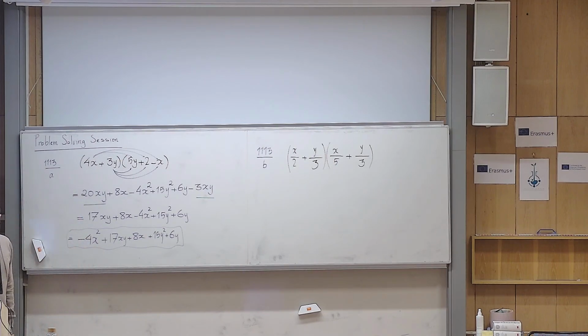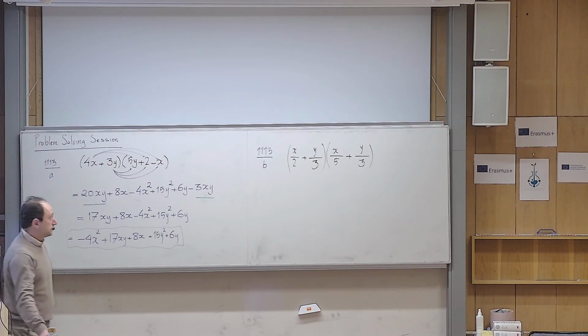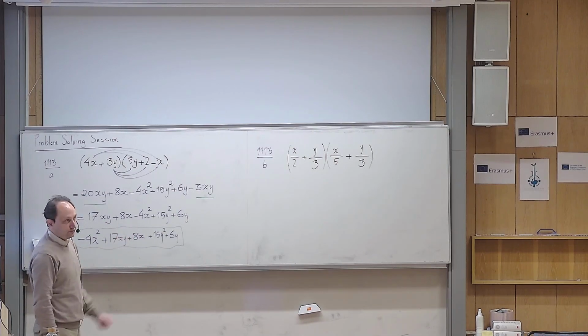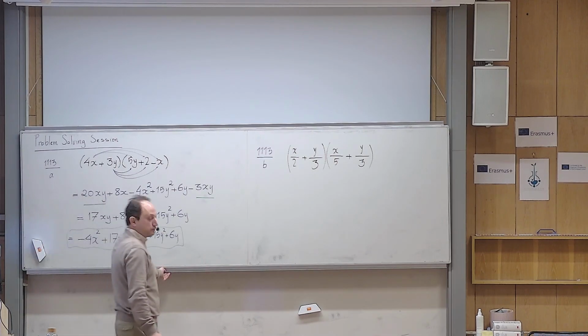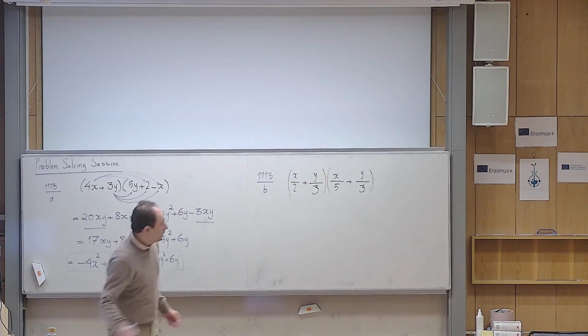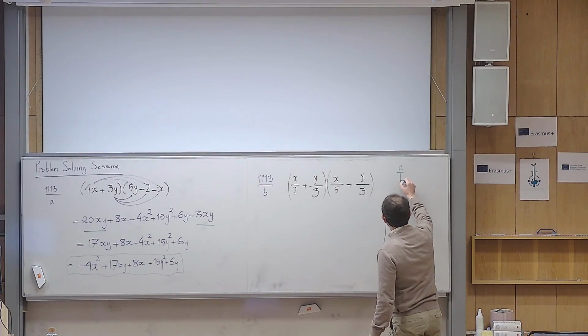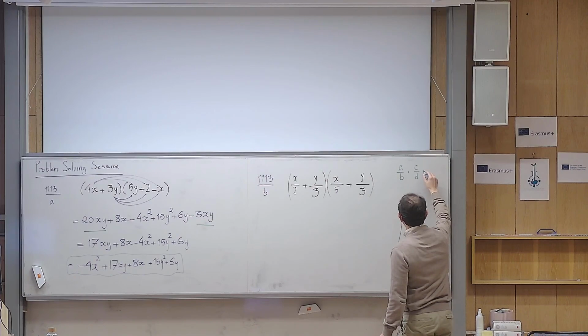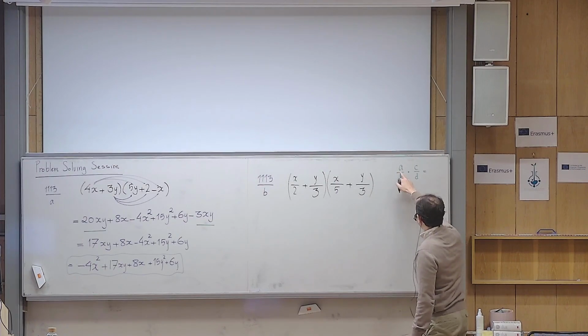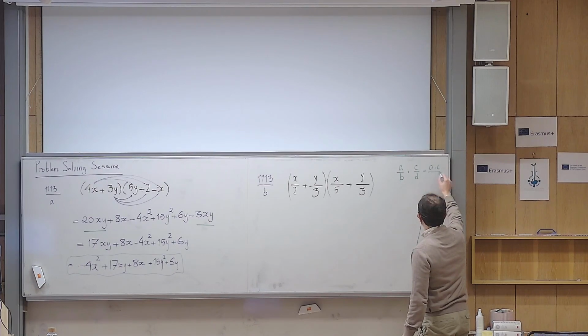Okay, so now let us go to the next question. The next question is also simple, hopefully, but the only difference is that you have fractions involved. So let me just review the rule. If I have a fraction A over B, and I want to multiply it by C over D, what is the rule? Do you remember? The rule is to multiply the numerators and multiply the denominators.